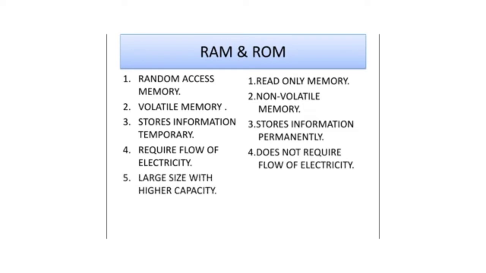Next, RAM. Large size with higher capacity. Okay, RAM is large in size. RAM is bigger in size as well as higher in capacity. It can store a huge amount of data in it. And ROM is small in size with less capacity.